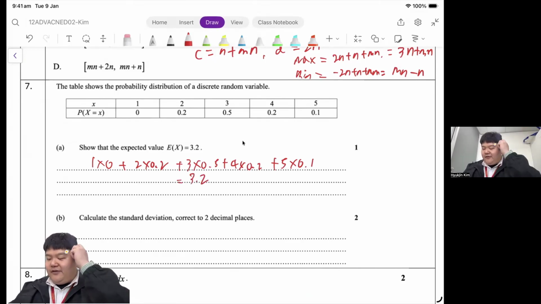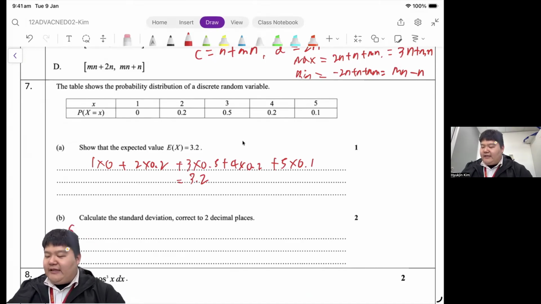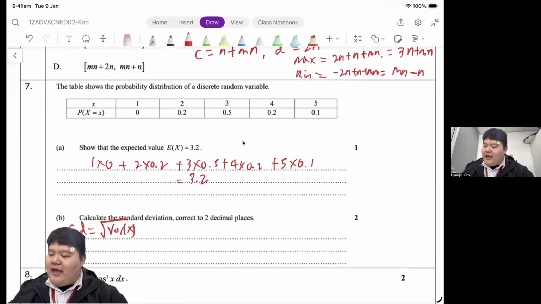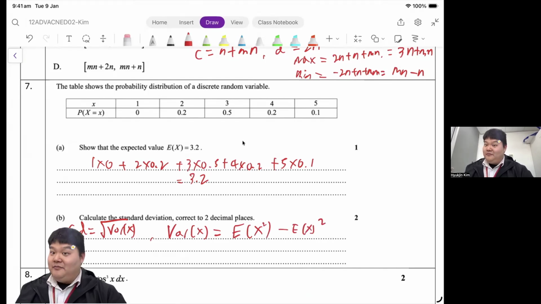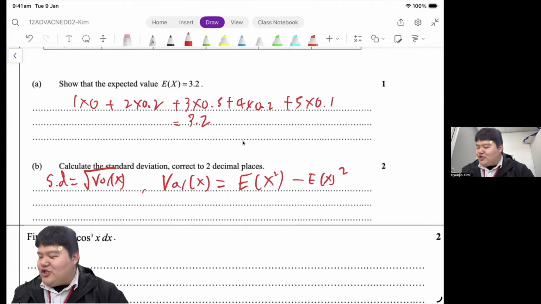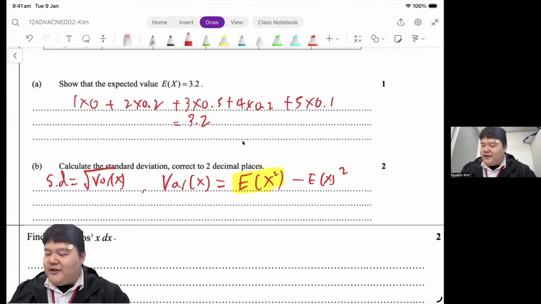Now calculate the standard deviation. Remember, the standard deviation is the square root of the variance of capital X, the random variable X. And we remember the variance is the expected value of X squared minus the expected value of X, squared. Do you notice the emphasis difference? So now this is the cheeky one. We've got to find the new expected value with all my x values squared.